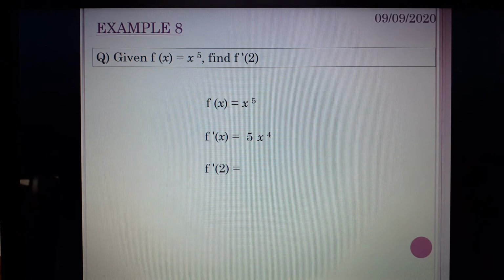So f dashed of 2 is therefore going to be equal to 5 times 2 to the power of 4. So f dashed of 2 is, and 2 to the power of 4 is 16. So we're doing 5 times 16, which is 80. So f dashed of 2 is 80.